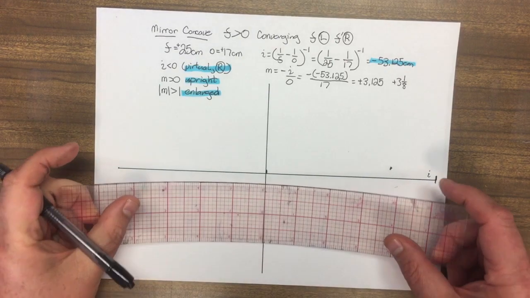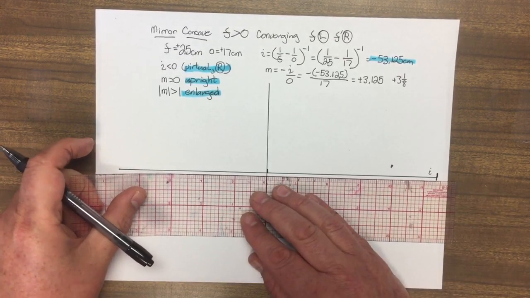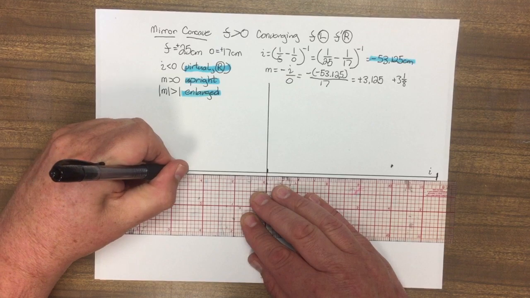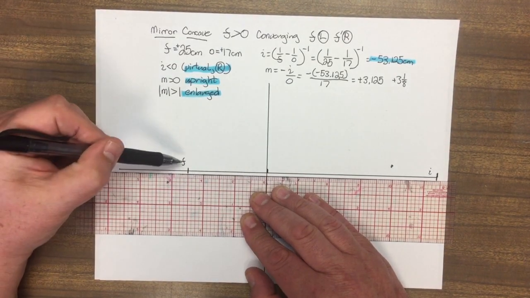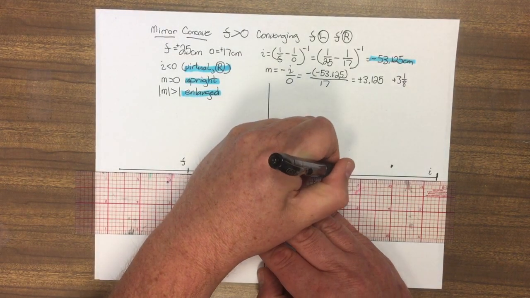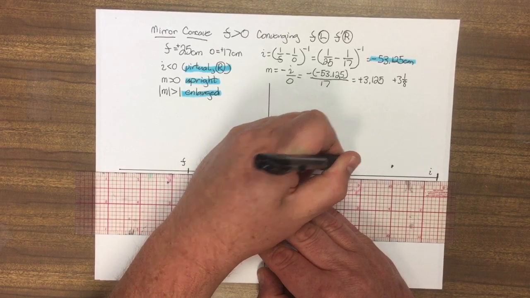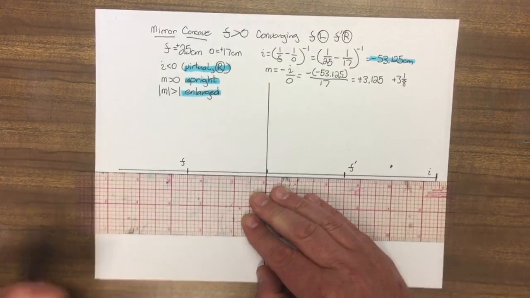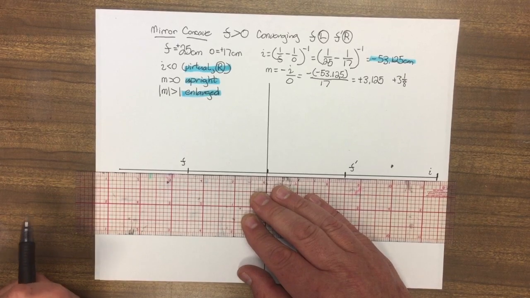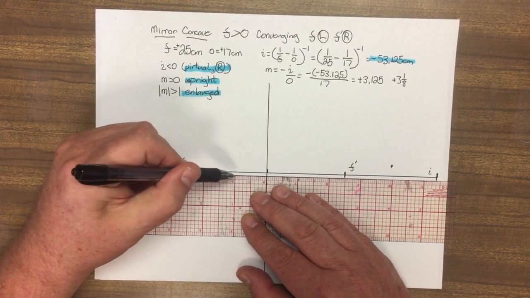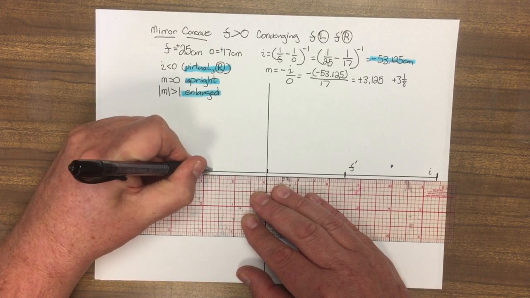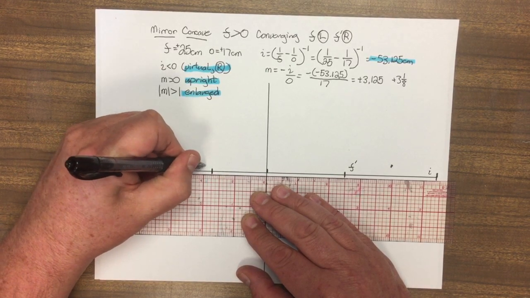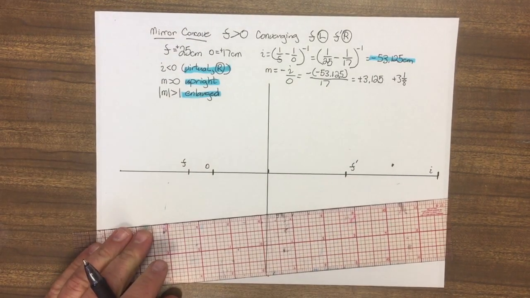The focal length is 25. So focal length is there. For concave mirrors, the focal length is to the left. For reference, we do f prime, which is the same distance but on the other side. The object is 17, so this will be 10, 15, 17 is about there. So now I've positioned everything.